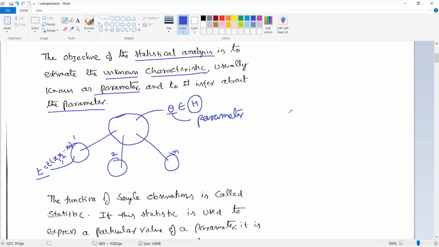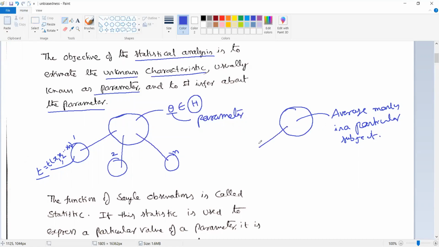Now, for example, Vijayawada city is treated as a population. We are very much interested in estimating the average marks in a particular subject. Total population enumeration is very difficult.